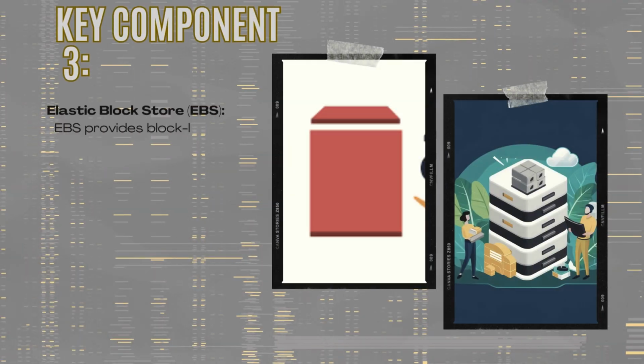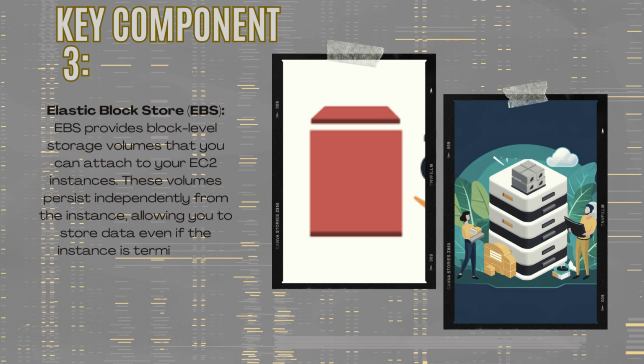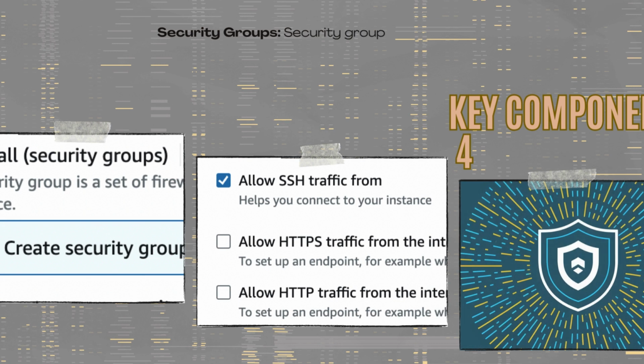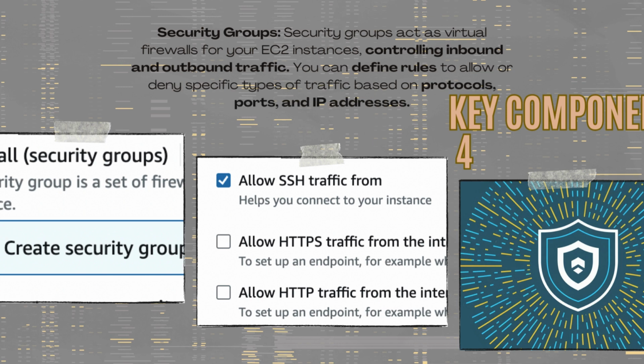EBS provides block-level storage volumes that you can attach to your EC2 instances. These volumes persist independently from the instance, allowing you to store data even if the instance is terminated. Security groups act as virtual firewalls for your EC2 instances, controlling inbound and outbound traffic. You can define rules to allow or deny specific types of traffic based on protocols, ports, and IP addresses.